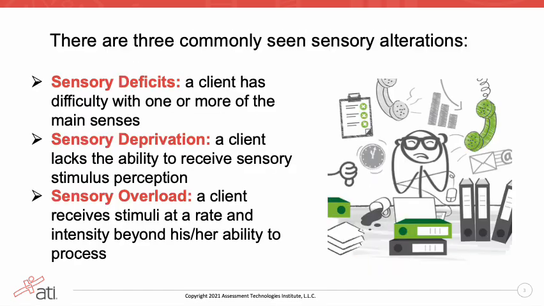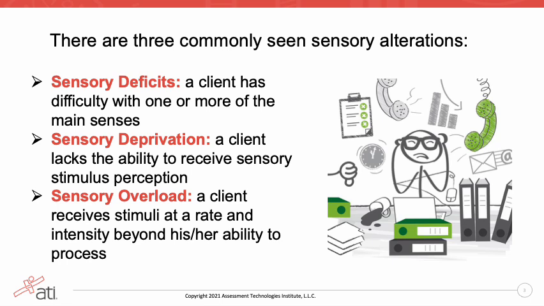Sensory input is received and transmitted to the brain via 12 cranial nerves, which we'll learn in just a little bit. These cranial nerves control both sensory, so how we interpret stimuli, and the motor function, how we react to that stimuli, of the head and neck. If we have dysfunction of a sensory nerve, that can cause sensory alterations, such as deficits, deprivation, and overload. These alterations can be caused by age, medications, injuries, neurocognitive disorders, or disease.